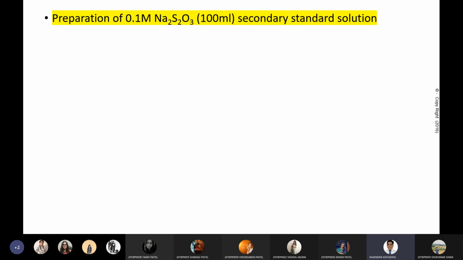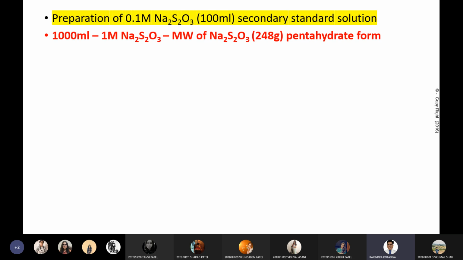As per the rule, we're supposed to deal with its molecular weight. Whatever molecular weight of sodium thiosulphate we have, when you dissolve it in 1000 ml, it will automatically be 1 molar sodium thiosulphate. So can you recall the molecular weight of sodium thiosulphate? Is it 248?